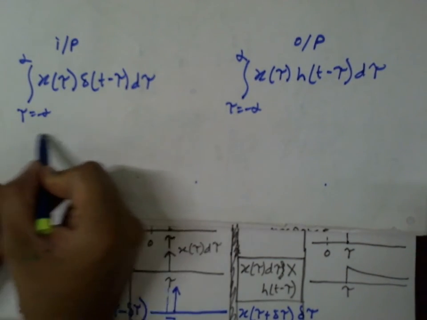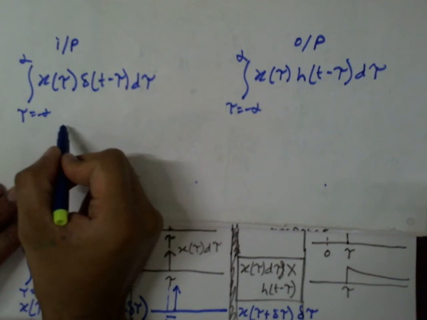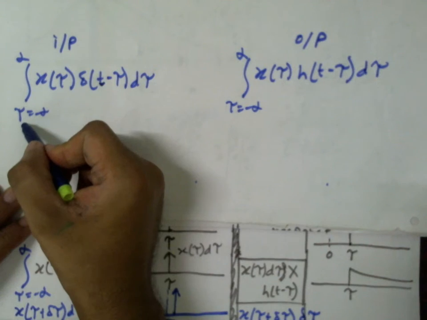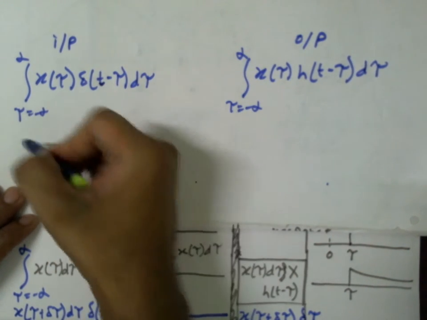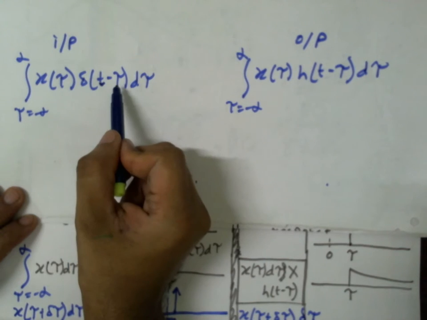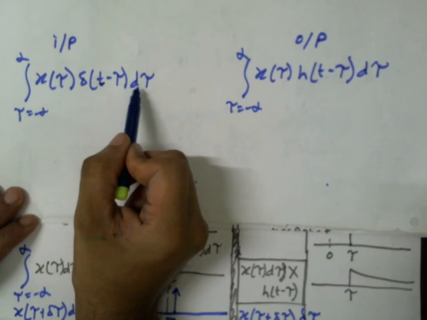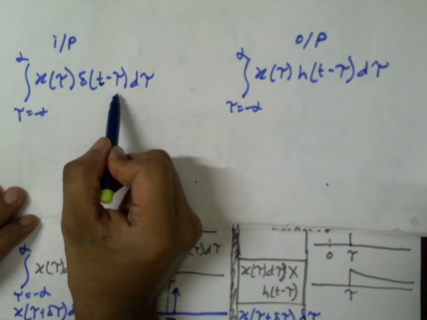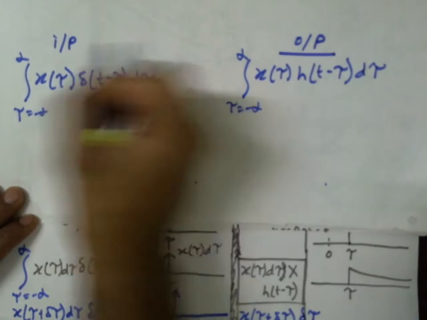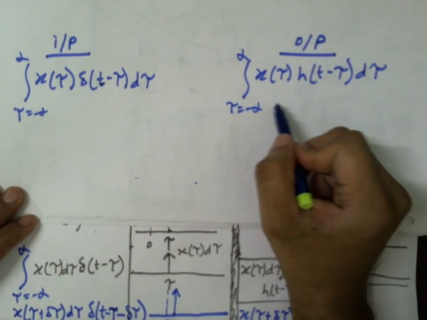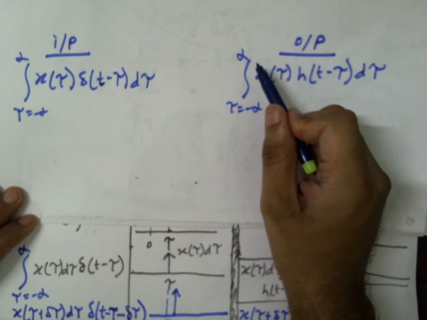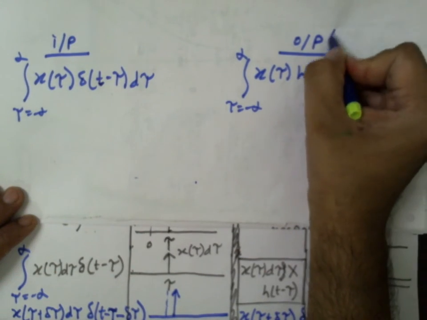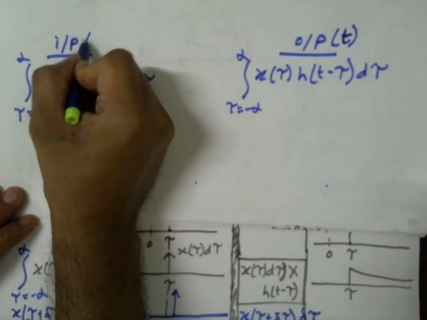Now definitely this is the input as a function of time. This integration is carried over the argument τ. After this integration is carried over τ, the variable τ will be eliminated from the expression and t will remain. So this will be a function of t. Similarly, the right hand side, the output, will also be a function of t and not of τ, because τ will be eliminated. So this is a function of t, and this is also a function of t.